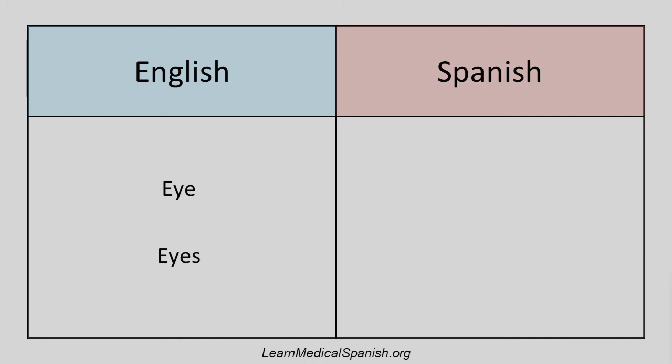Next, eye, as in just one eye. El ojo. And then just for a fun little change, what if you wanted to say both eyes? The eyes, plural. Los ojos. So that's another good thing to practice, is saying things singular and plural, especially with something like eyes where it'd be really common to use the plural version.